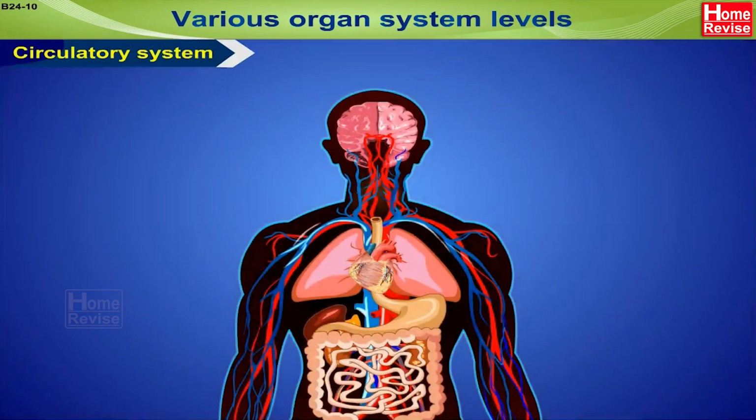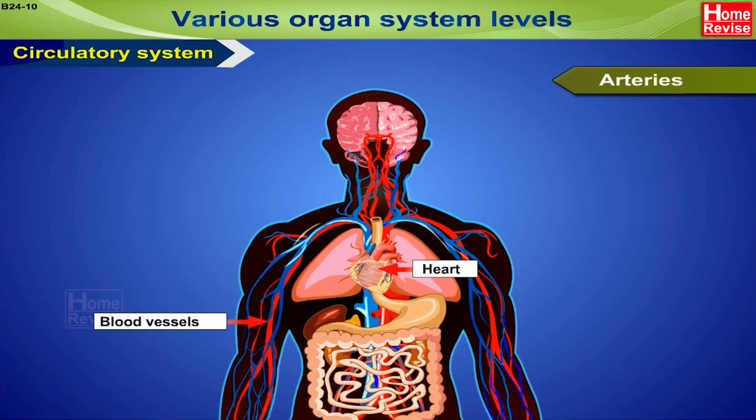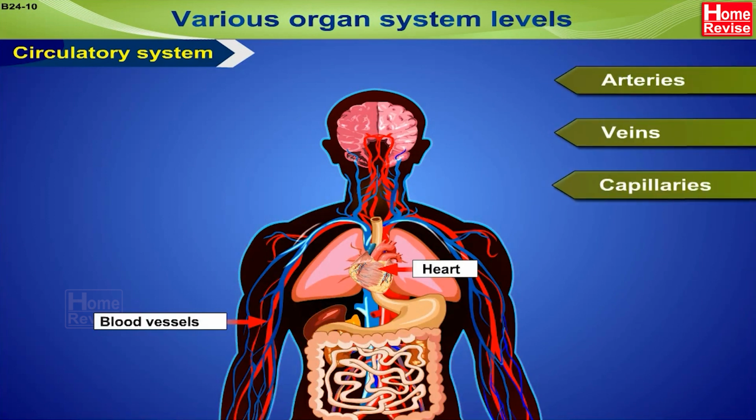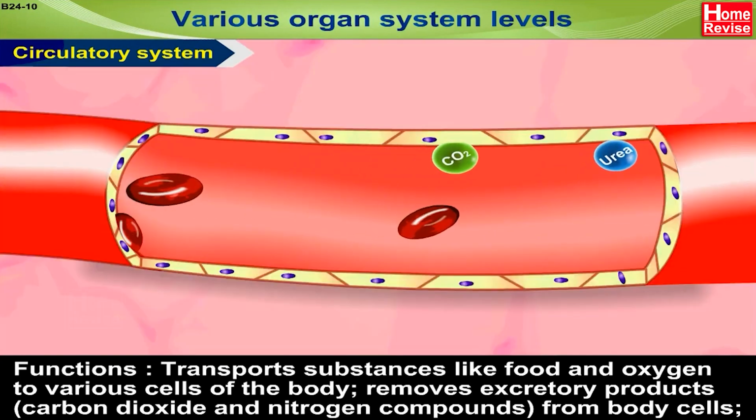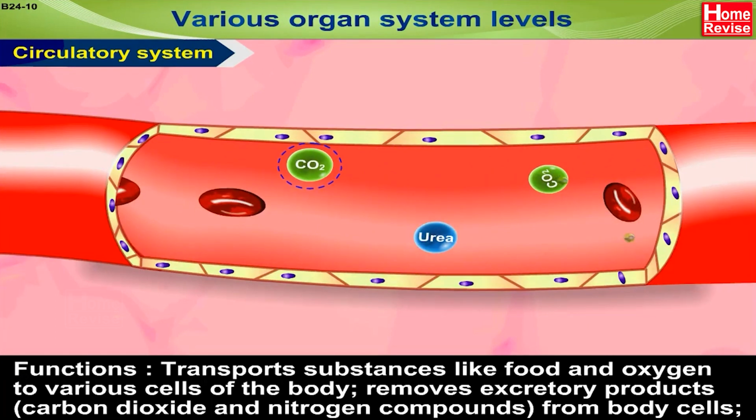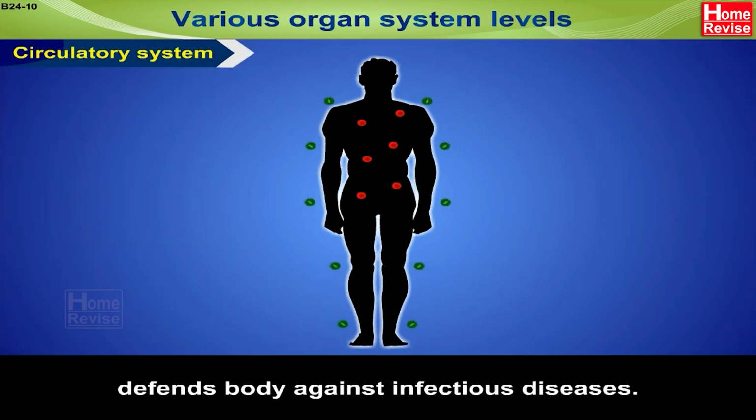Another organ system is the circulatory system. It consists of heart, blood vessels like arteries, veins, capillaries, and blood. It transports substances like food and oxygen to various cells of the body, removes excretory products like carbon dioxide and nitrogen compounds from body cells, and defends the body against infectious diseases.